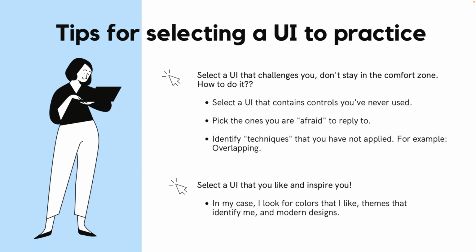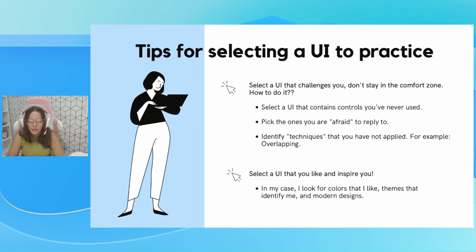And the third point is that you have to identify some techniques that you have not applied. For example, overlapping is a simple technique, but sometimes we don't know how to do it. So if we continue practicing and repeating this way, we will be applying this in a natural way.